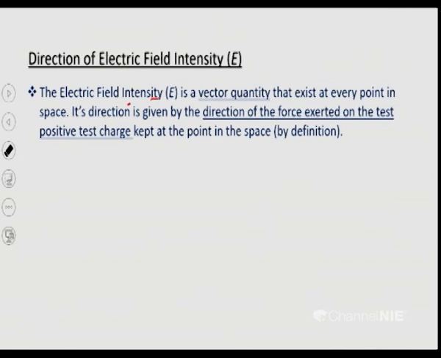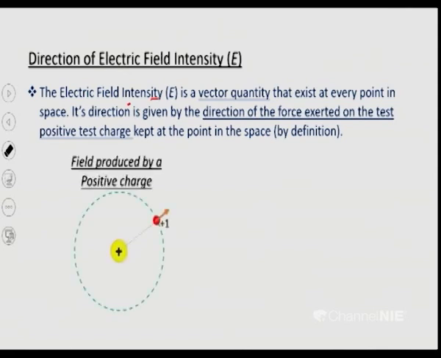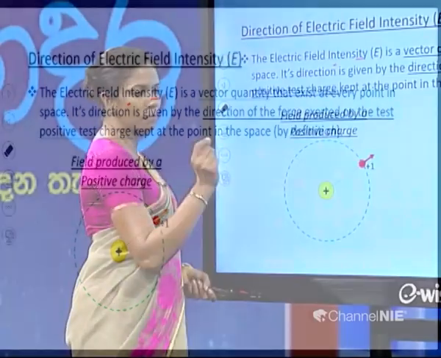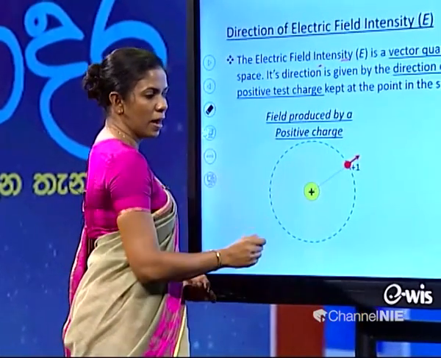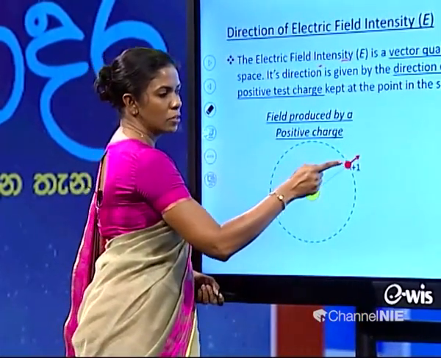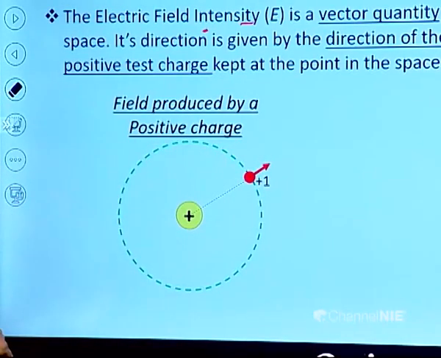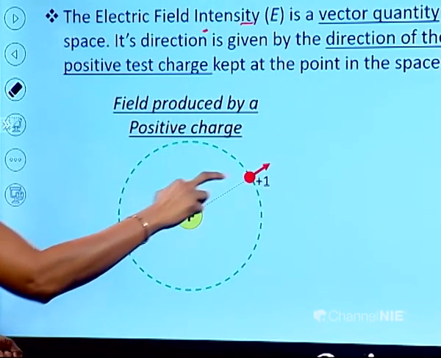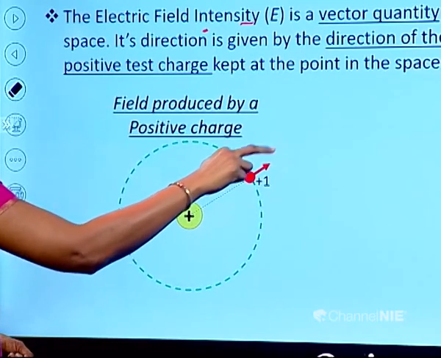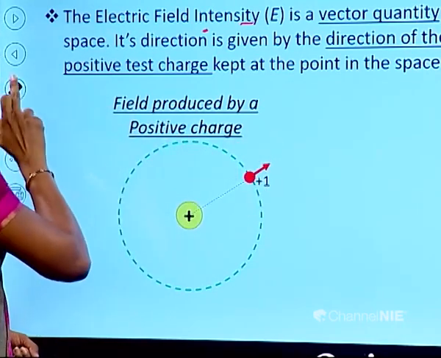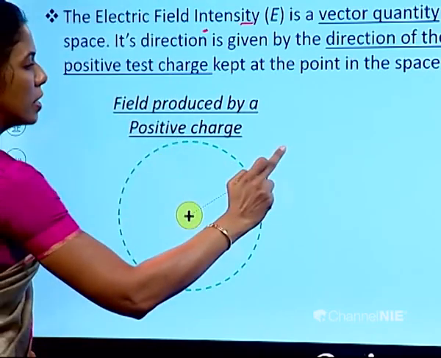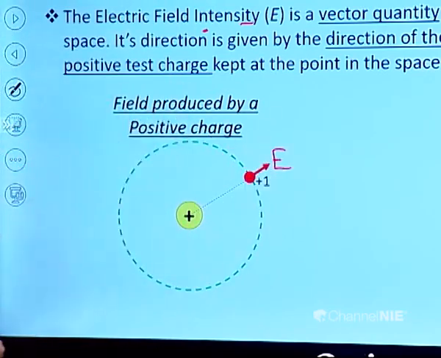So if I take an example, I want to find the field produced by a positive charge. I want to find the direction, so I am going to take a test positive charge and keep it there. Positive repels positive, so the force will be towards that direction. So in that case, we say the positive charge will be repelled. So the direction of the electric field will be towards that.